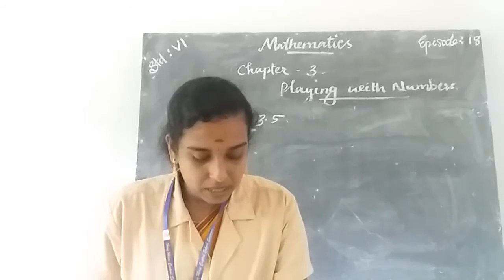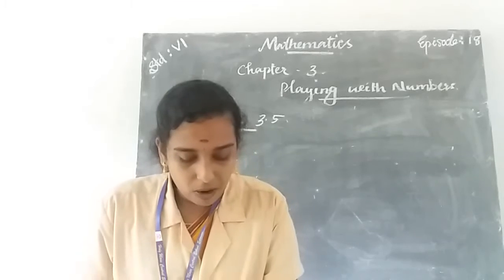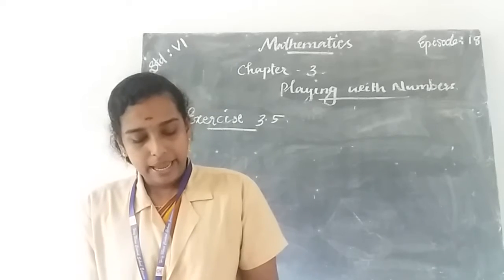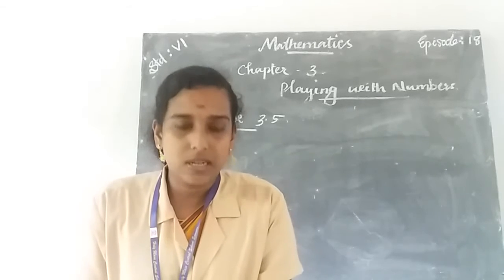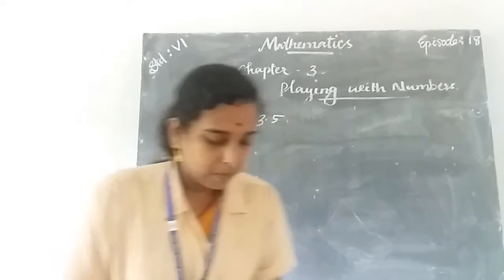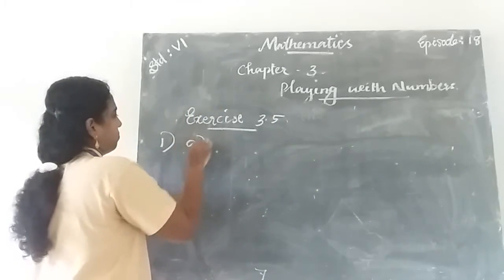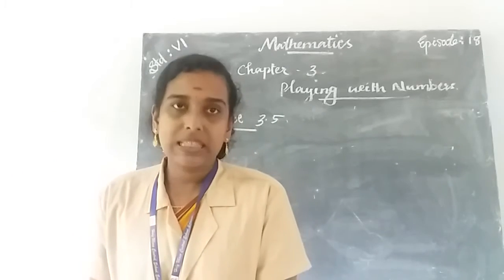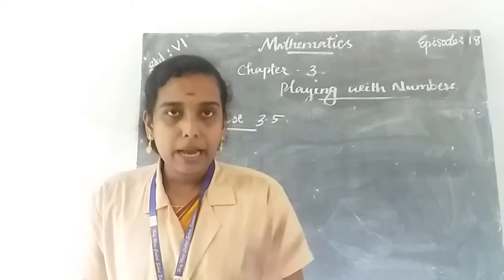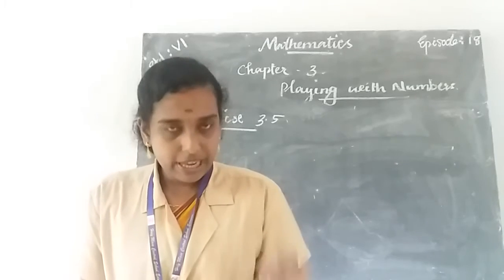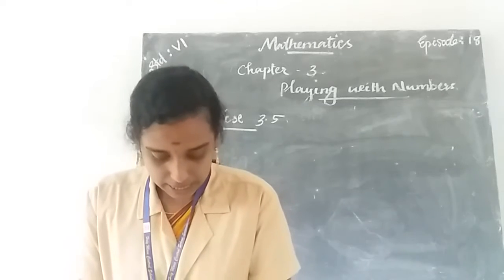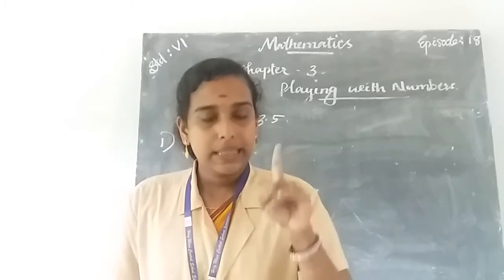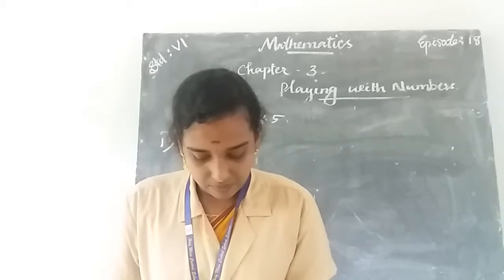Okay. And the first part is true or false. Which of the following statements are true? Here some statements are given and we can say that the statements are true or false. Okay. Let us see. First statement. If a number is any number, if a number is divisible by 3, then the number must be divisible by 9.